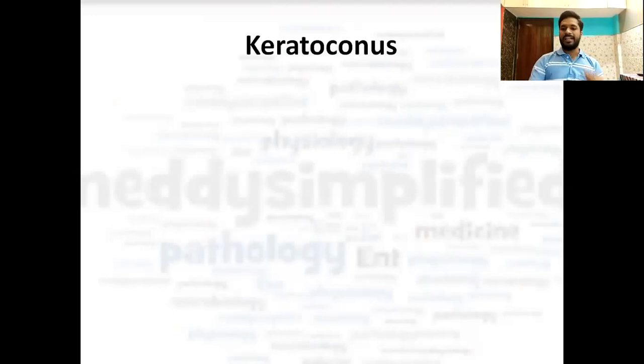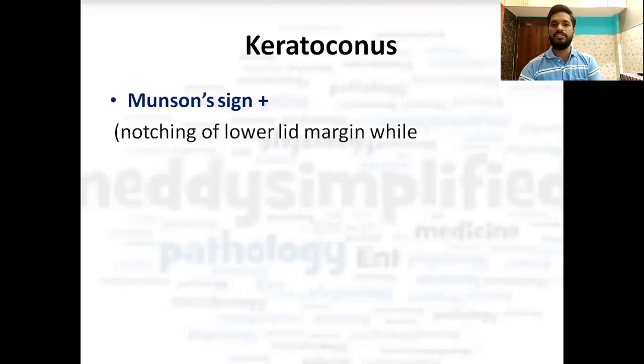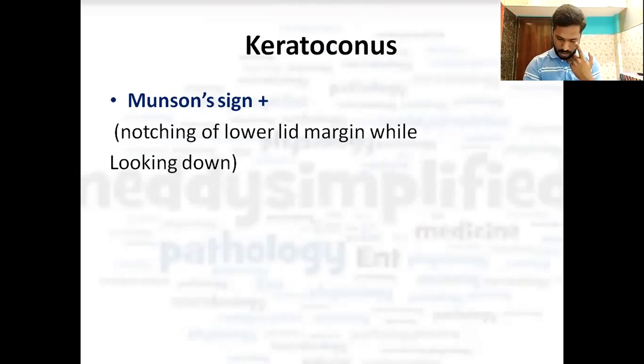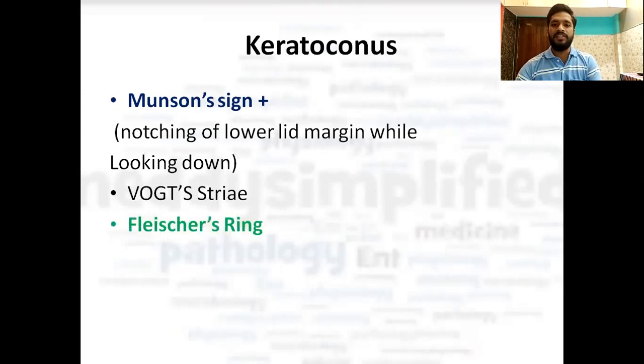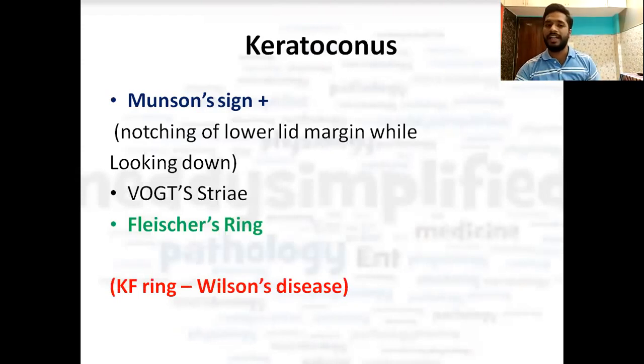Now talking about keratoconus. In keratoconus, various signs are present. Munson's sign, that is notching of the lower lid margin while looking down, right? When you look down, the lower lid margin will notch. How it looks, I'll just show you in a while. Then the Vogt striae and the Fleischer ring are seen in keratoconus, whereas the Kayser-Fleischer ring is seen in Wilson's disease. So Fleischer ring in keratoconus, Kayser-Fleischer ring in Wilson's disease.